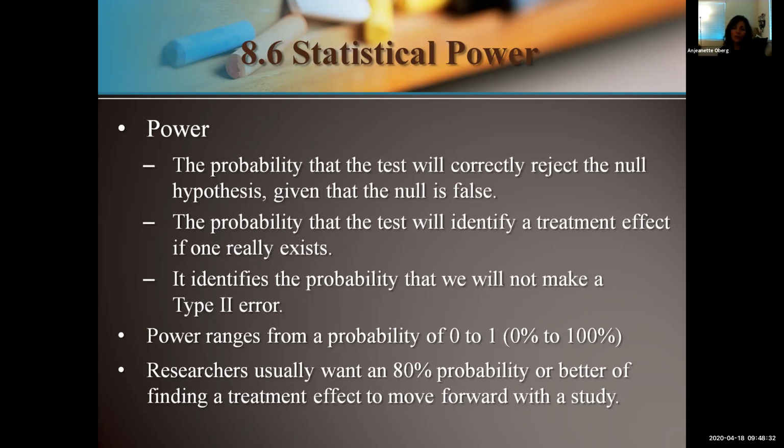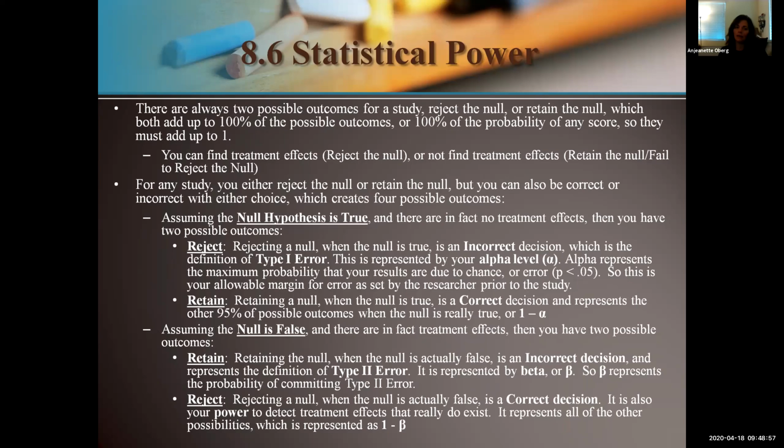So our whole goal as researchers is to find significance. It's to reject the null. It's to say, no, there are in fact differences. And so power tells us what's the probability of being able to find that. And just like any probability, it ranges from 0 to 1 or 0 to 100%. And we typically want to design a study that gives us at least an 80% probability of finding differences, right?